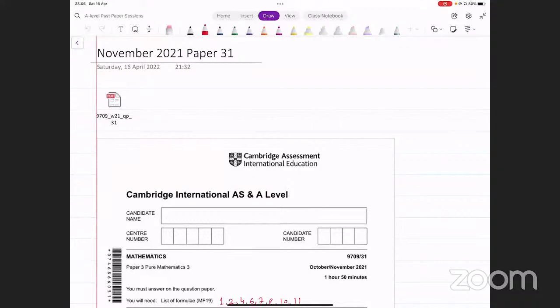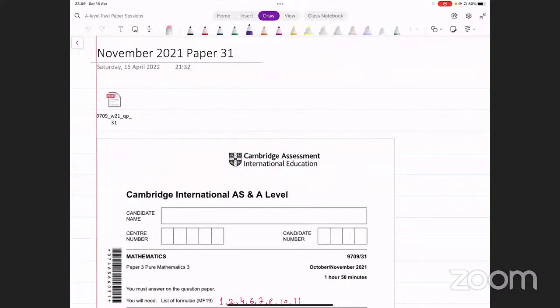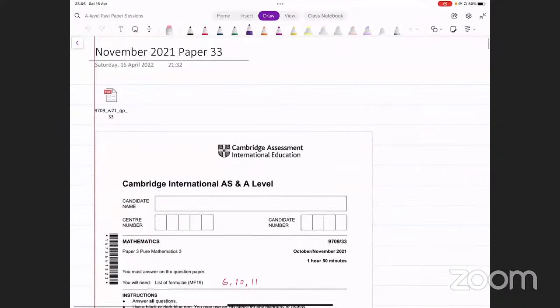The plan for today is we are going to be doing some selected questions from two papers, which are Paper 3 Variant 1, November 2021, and November 2021 Paper 3 Variant 3. ठीक है, Variant 1 और Variant 3 से ये हम basically कर रहे होंगे आज.